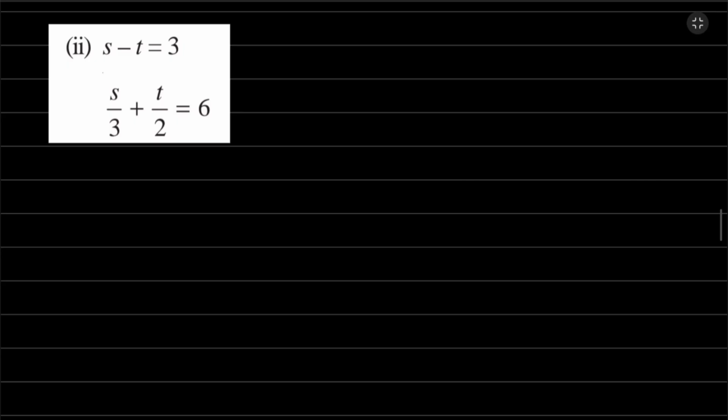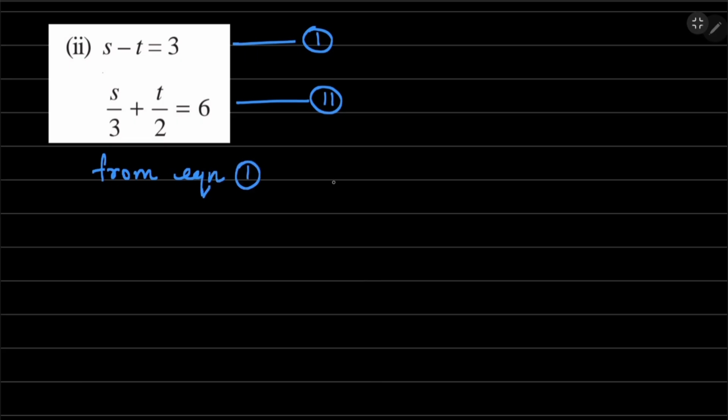Here it's given in terms of the variables r, s and t. As usual, I will be marking the first equation, that is s minus t equal to 3, as equation 1, and s by 3 plus t by 2 equal to 6 as equation 2. So equation 1 looks much simpler. So from equation 1, I can write s in terms of t. So s is equal to 3 plus t. So this will be equation number 3.